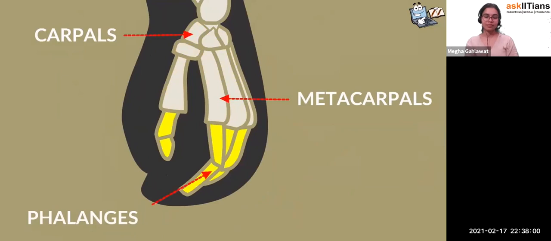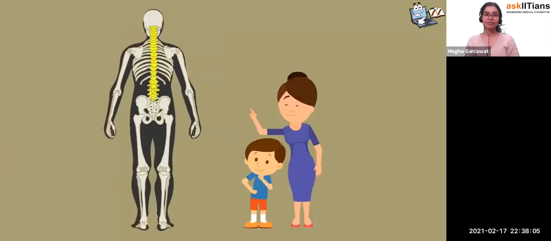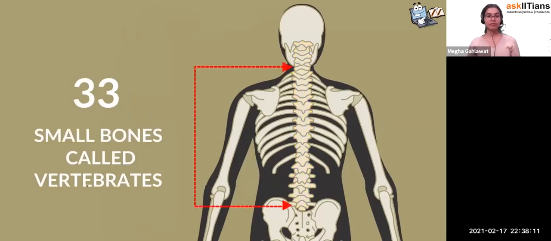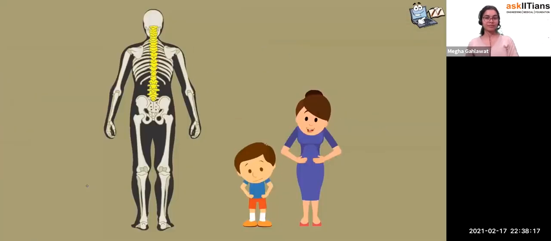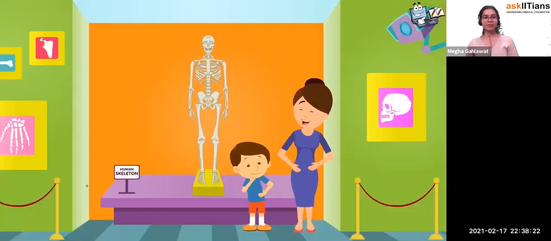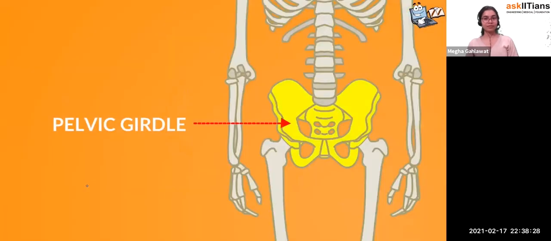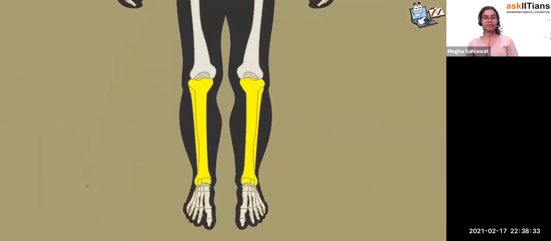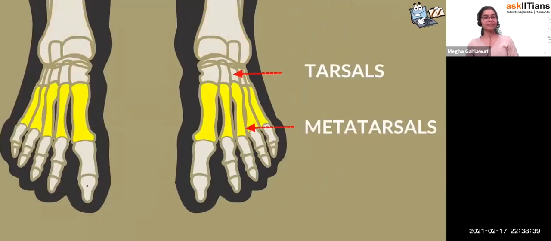Now, let's see the back of this. Look, it's not a single bone. It is built of 33 small bones called vertebrae, and this whole structure is known as the spine. The spine helps you twist and bend. Also, it holds our body upright. Yippee! Now, look at this. This is the pelvic girdle. It protects the bladder and uterus. The longest and strongest bone in our body is the femur, and these two bones in the lower leg are fibula and tibia. These over here are the tarsals, metatarsals, and phalanges.